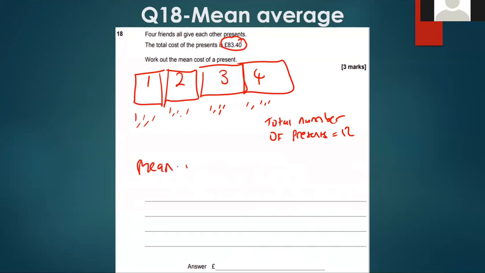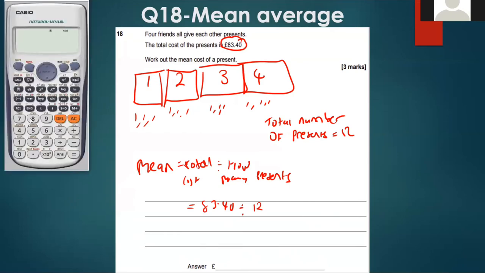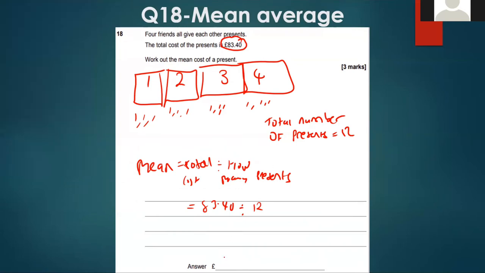So if the total cost of the presents is £83.40, the mean is the total cost divided by how many presents we've got. So the mean is equal to the total cost, which is £83.40, divided by 12. Into my calculator, £83.40 divided by 12 is going to give me an answer of £6.95. So the mean cost of a present is £6.95.